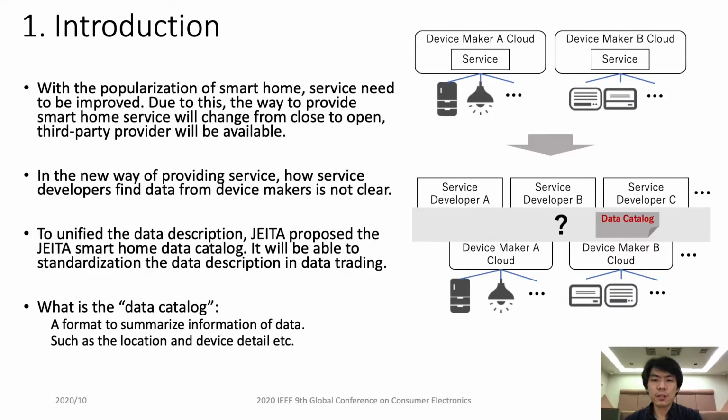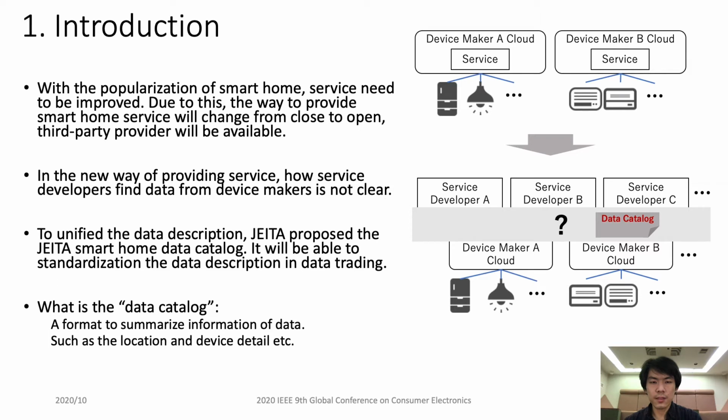Now, device makers provide services for their devices. With the popularization of smart home, services need to be improved. Because of this, the way to provide smart home services will change from closed to open, so third-party service providers will be available. In the new way of providing services, how service developers find data from device makers is not clear.